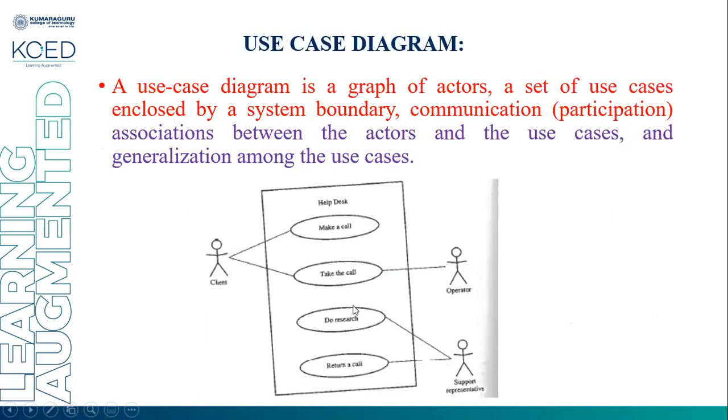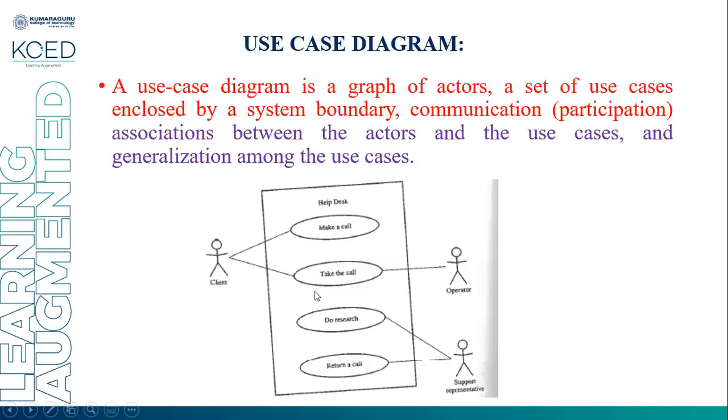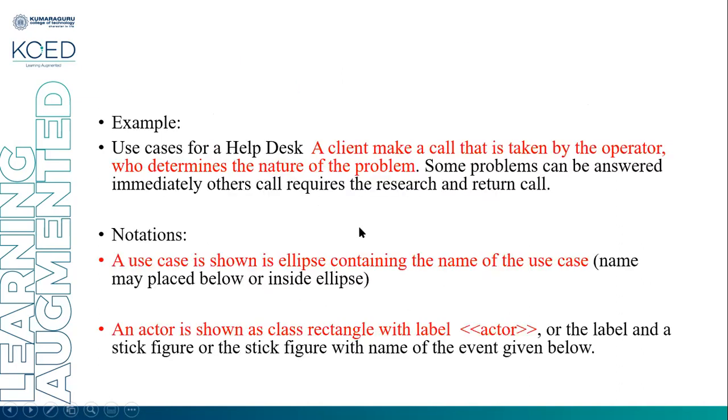So this is an ellipse, and the ellipse has its name. Make a call, take a call, do research, and return a call are known as use cases. The name may be placed below or inside the ellipse. In this use case diagram, all the names are placed inside the ellipse.